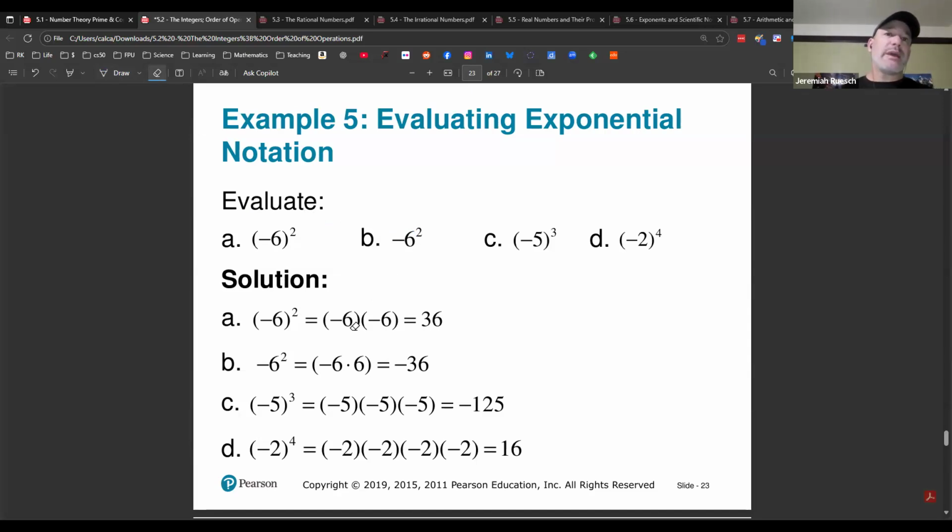-1 times 6 squared. The base here is 6. Okay, so this is kind of bad notation here. There should really be a -1 in front of all this. That's what's really happening here. So in A, the base is -6. That's why you're multiplying -6 times -6. And in this one, the base is a positive 6 with a negative out in front. So it's -1 times 6 squared, or -36.